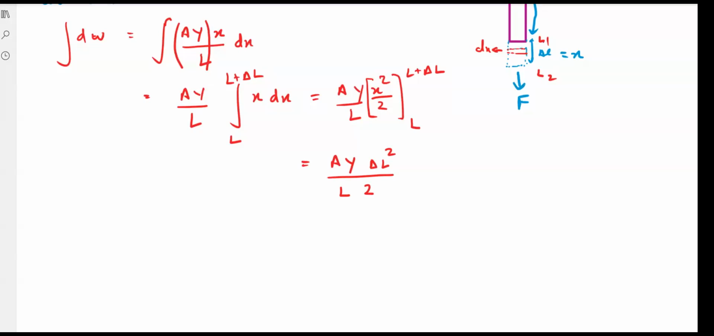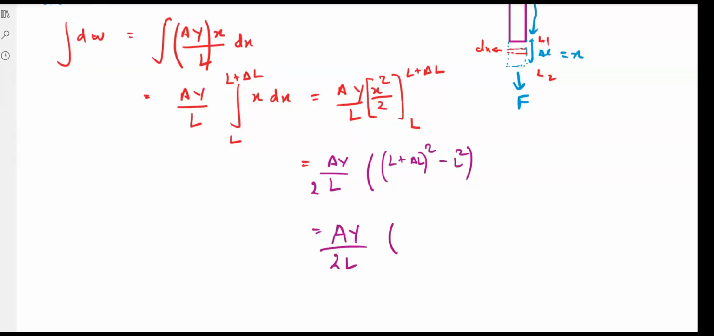I'll do it step by step and explain it to you. Just give me a minute. So A Y by L. Now this will be what? L plus delta L whole square, with the 2 taken outside, minus L square. Tell me what will be A Y by 2L into (a plus b) whole square, which is a square plus b square plus 2ab, minus L square. This will get cancelled, yes or no?